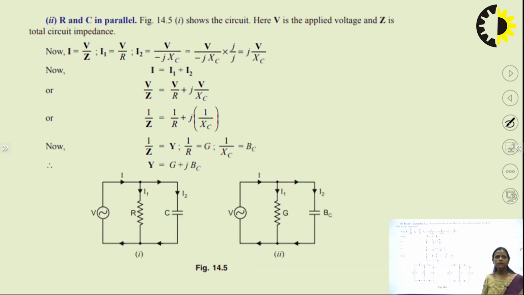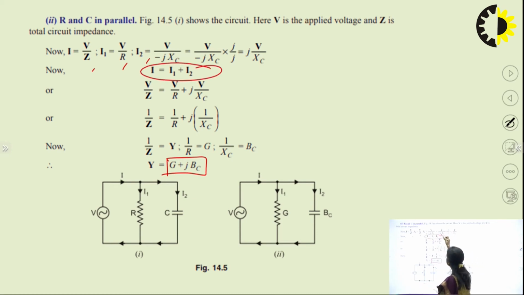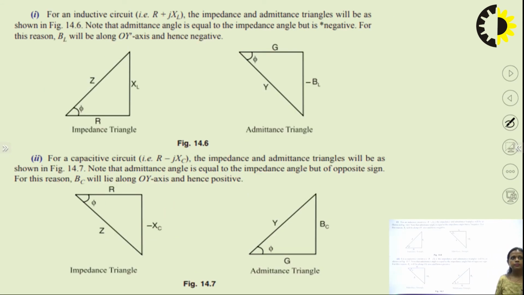In a similar manner you can find it for the RC parallel circuit. Here the equation you will get is G plus J BC. The procedure is the same. You write the total current, then you find I1, then you find I2, and then you do the phasor addition. Just by putting the values, you will get Y is equal to G plus J BC, where G is conductance and B is susceptance, right? And BC is 1 upon XC.